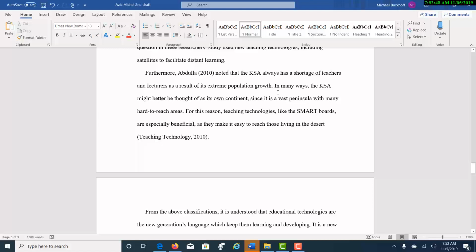In many ways, the KSA might be better thought of as its own continent since it is a vast peninsula with many hard-to-reach areas. I'm going to say may here. And I think you're using the adverb clause at the end, so I'm going to say comma is not needed here. For this reason, teaching technology like the smart boards are especially beneficial as they make it easy to reach those living in the desert.